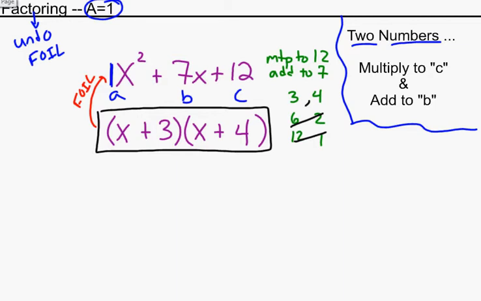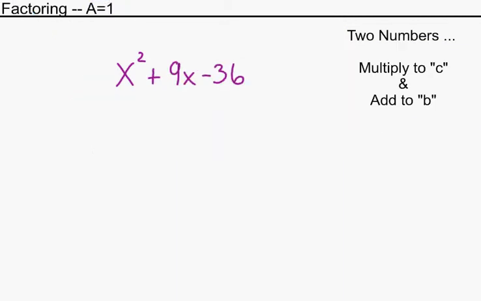So let's look at a second example, because it can get a little bit trickier if I have negative signs. So I label my parts. Again, my a value is 1, b is 9, c is negative 36. I want two numbers that multiply to negative 36 and add to 9.